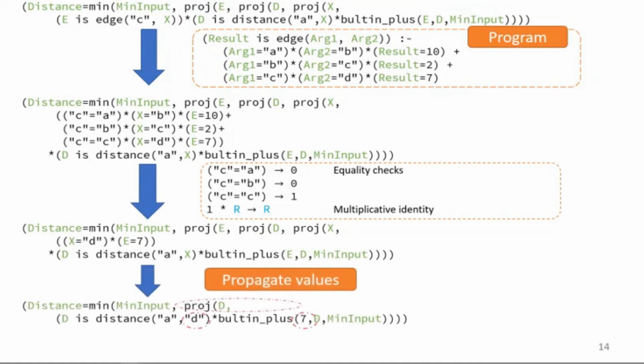Now we propagate the value of x and e as they have been bound to constants. This allows us to remove the two projection rules for these variables. The system would continue doing rewrites on this new expression, just like we have seen so far.